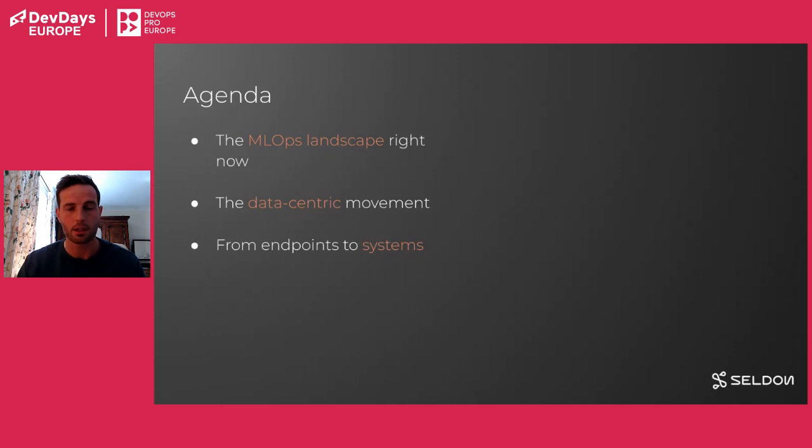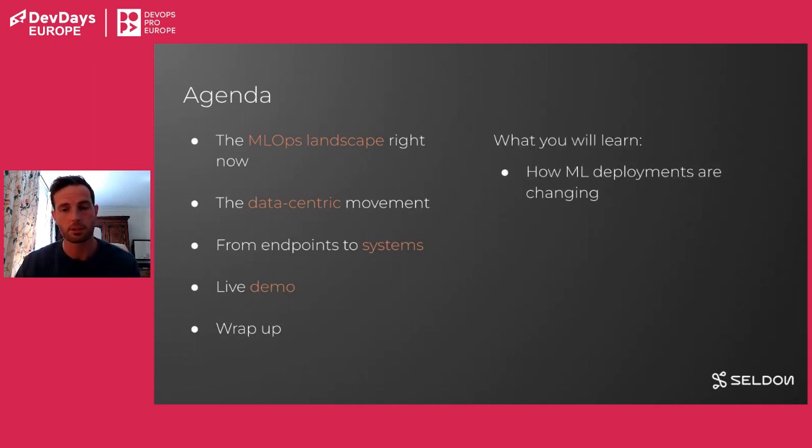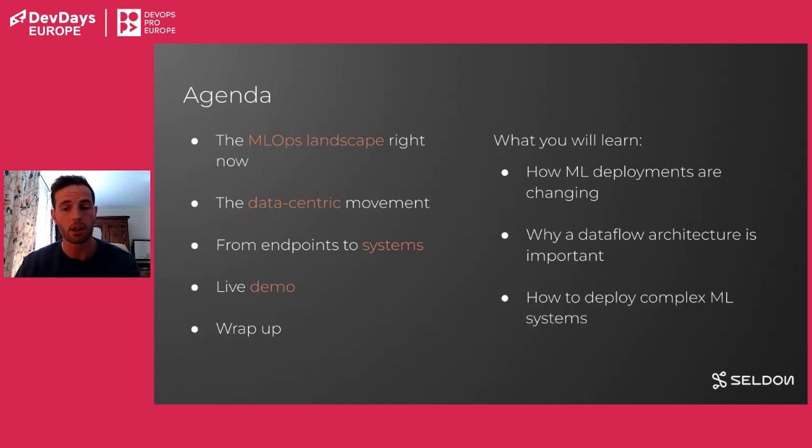From there, I'm going to talk about how the machine learning systems that we deploy are changing from just a collection of endpoints to fully fledged systems. Then I'll give a live demo showing some of the benefits you can get from moving to a data flow architecture and so on. And then we'll wrap up at the end and do some Q&A. What you will get out of this, right? The first thing is how machine learning deployments are changing. The second is that a data flow architecture is super important, and you'll find out why. And then you'll learn how to deploy these complex machine learning systems.